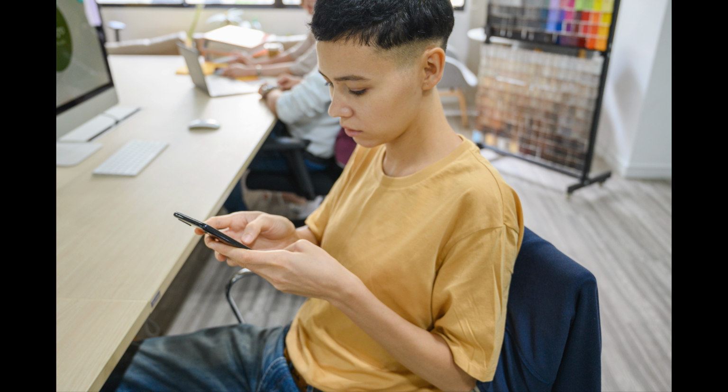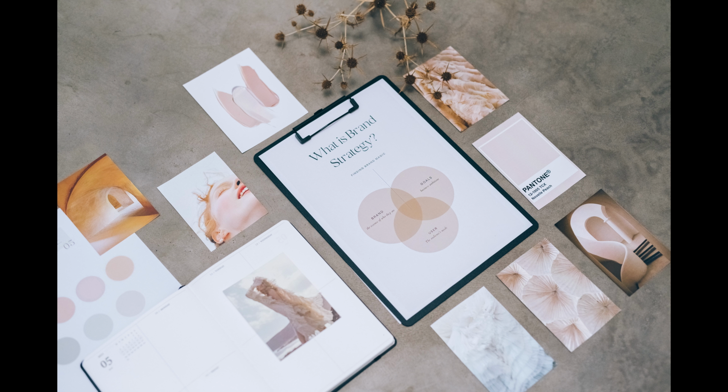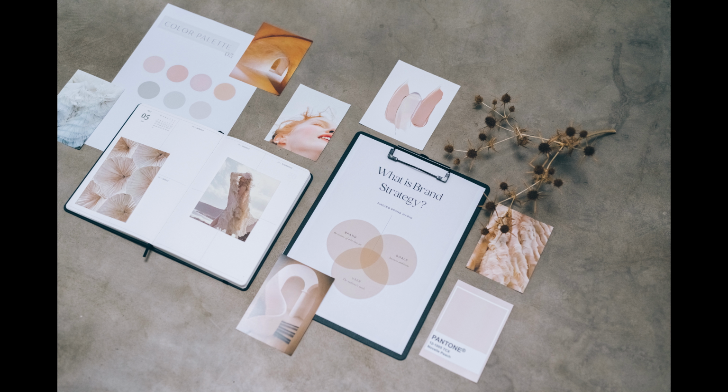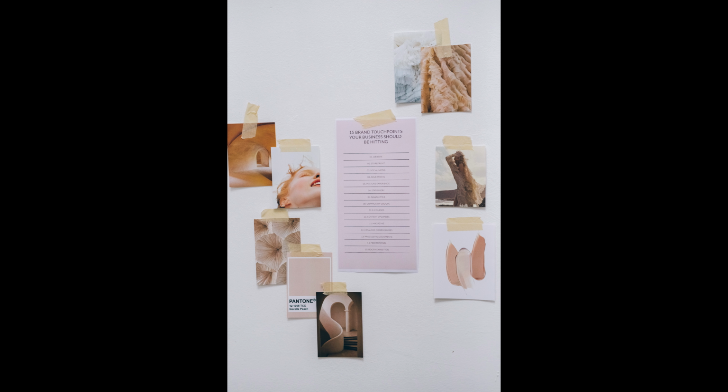To set clear expectations, clearly communicate your campaign expectations, deliverables, and timelines to influencers. Provide them with a comprehensive brief detailing key talking points, content guidelines, and any necessary disclosures. Clarity and transparency will help both parties align their efforts effectively.